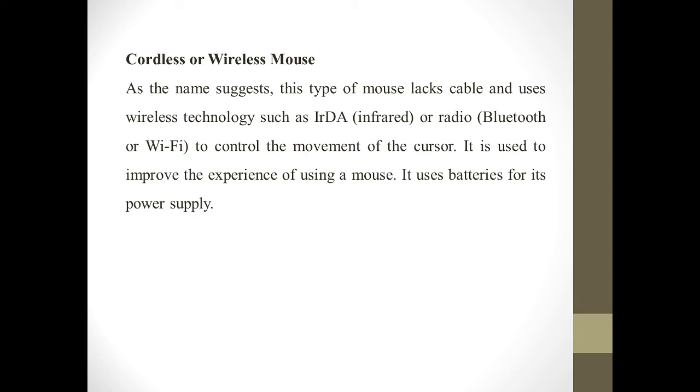Cordless or wireless mouse. As the name suggests, this type of mouse lacks a cable and uses wireless technology such as IrDA, that is infrared, or radio, Bluetooth or Wi-Fi. These mice are useful to control the movement of the cursor. It is used to improve the experience of using a mouse. It uses batteries for its power supply because it is a cordless mouse.